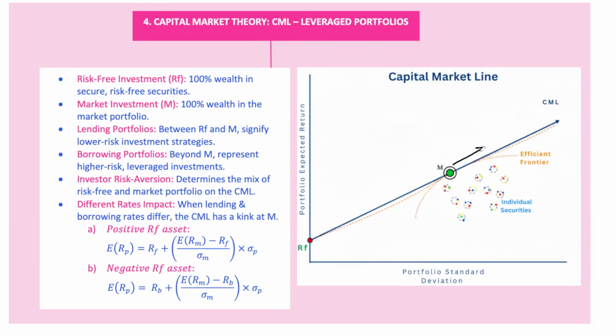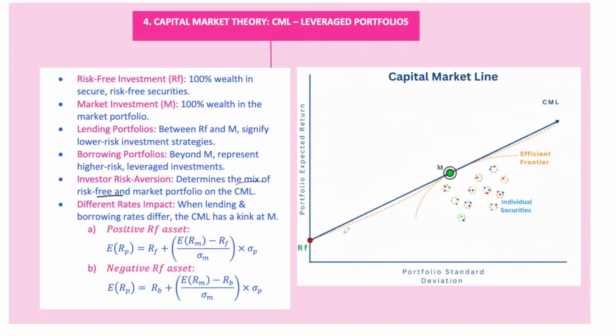But once you move beyond M, something big changes. Now you're entering the borrowing zone. This is where investors start taking on higher risk by borrowing money to invest more than 100% in the market. So instead of $100, you might borrow another $50 and invest $150 in the market. That's a leverage portfolio. And yeah, your potential returns rise, but so does your risk. The line on the CML beyond M represents these higher risk leverage strategies. Now, your personal risk aversion determines where you fall on this line.